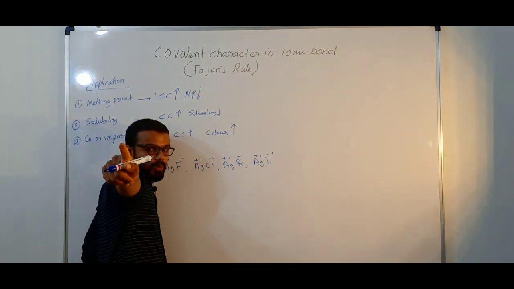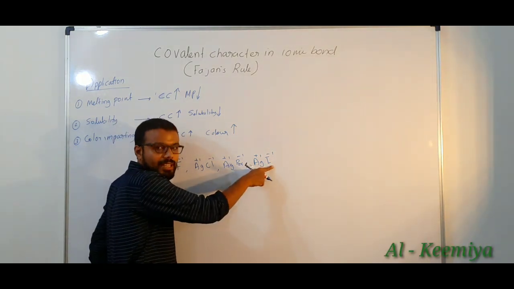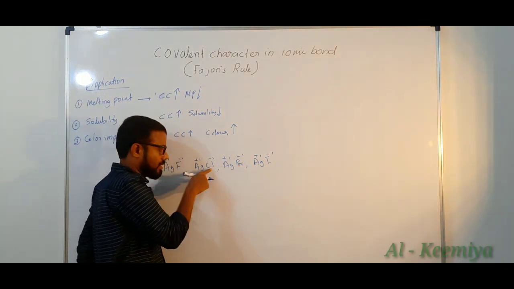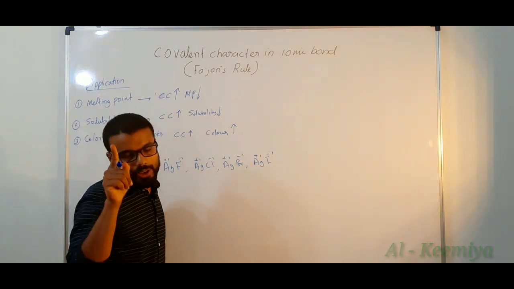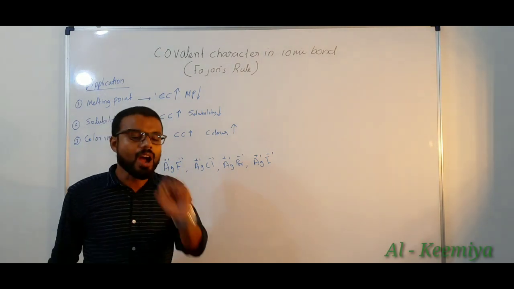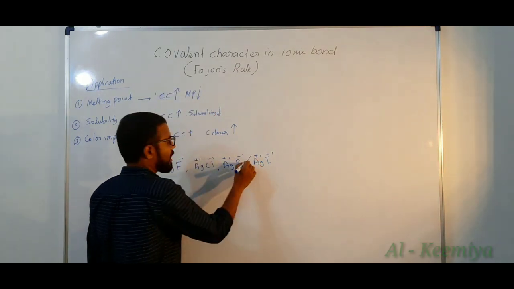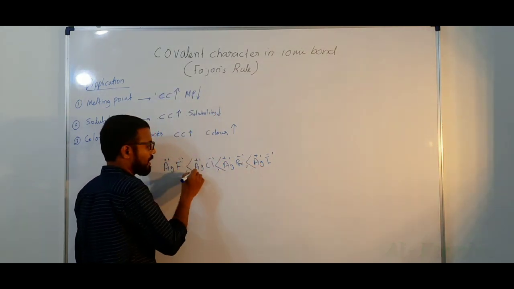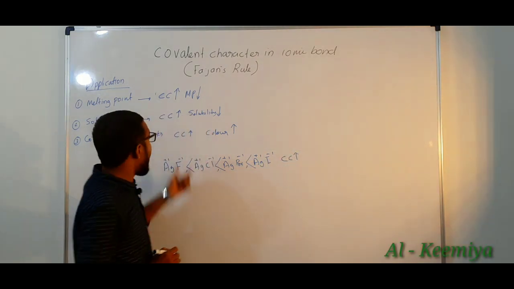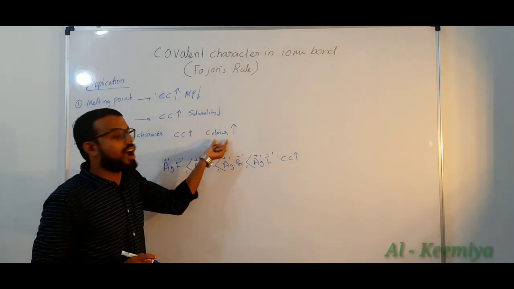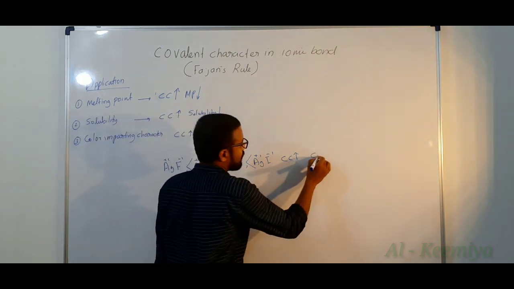Then we can check based on size. Iodide is bigger in size than Br minus, than Cl minus, than F minus. Higher the size of the anion, higher is the polarizability, higher the covalent character. This is the order of covalent character. Higher the covalent character, the color imparting character also increases. So color is also in the same order.